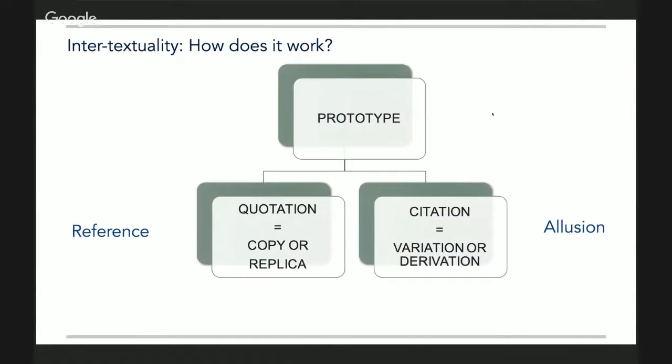writing. So it's a book about what we now call intertextuality. How does it work? You have the reference, the prototype, and you make either a quotation that is a quite exact copy or replica, or you make what is called in English a citation. That is, you make an allusion to a real reference with variation or derivation.